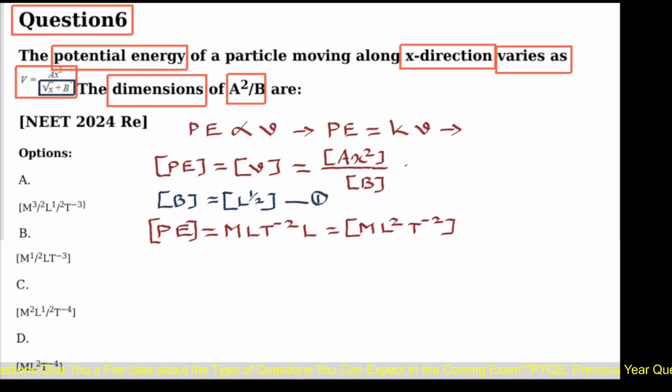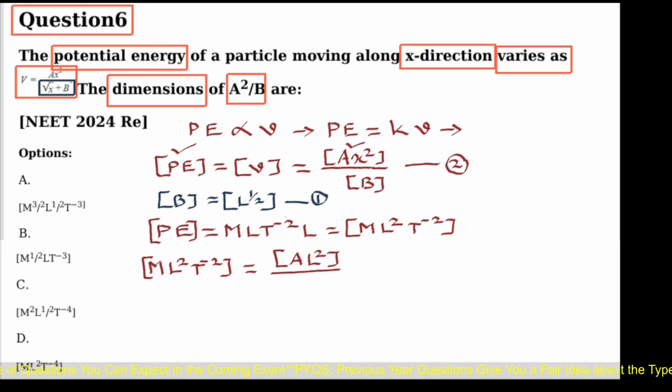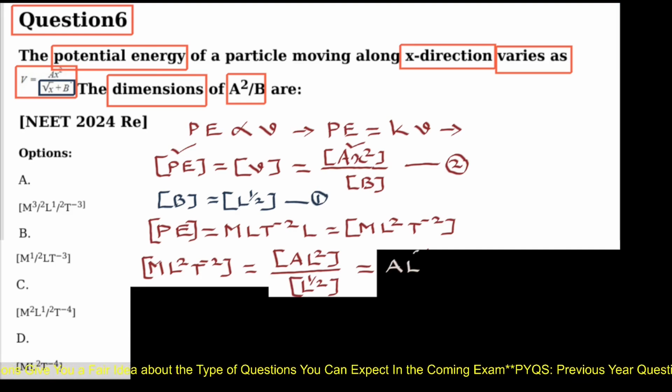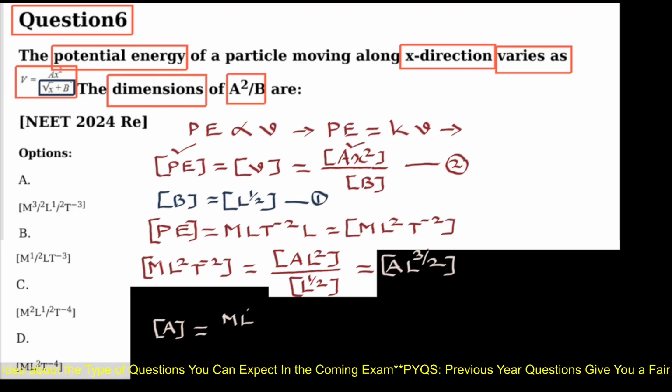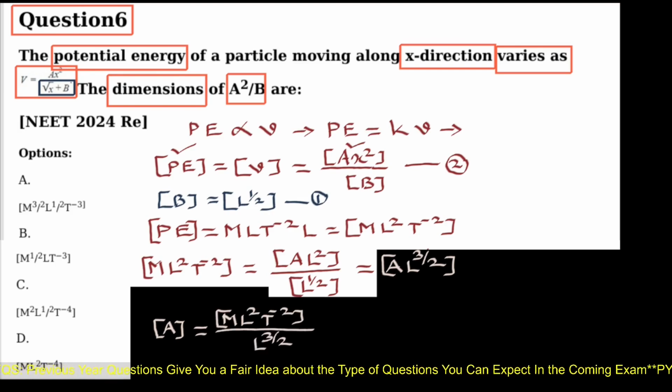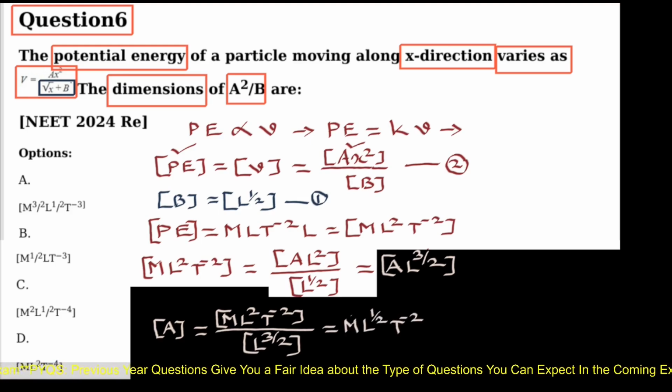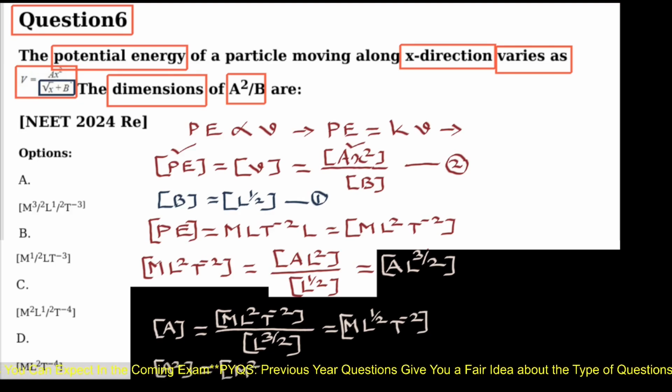So from this equation 2 we write dimension of PE, m L square t raised to minus 2, equals dimension of a x square will be a, x is length along x-axis, so L square, upon dimension of b from 1 is L raised to half, that will be a L raised to 3 upon 2. So a will be m L square t raised to minus 2 upon L raised to 3 upon 2. That gives m L raised to half t raised to minus 2, and a square is m square L t raised to minus 2. We name this 3.